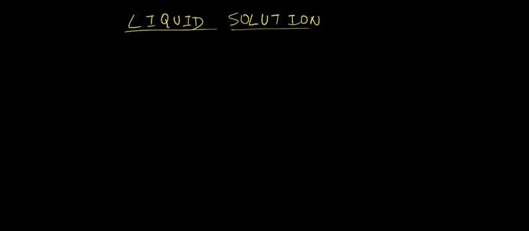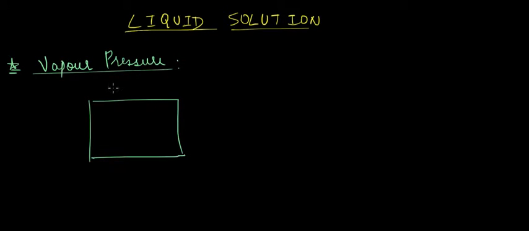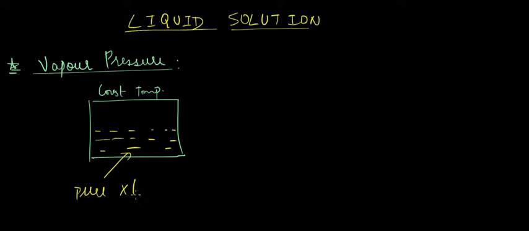Okay, so first let us see what is a vapor pressure. Suppose we have a vessel kept at constant temperature, and we have some pure liquid, let's say XL, pure X liquid in the vessel, and this XL would have some molecules, gas molecules in the closed vessel, and these molecules would exert pressure P naught on the walls of this vessel. Okay, and how do we measure it?